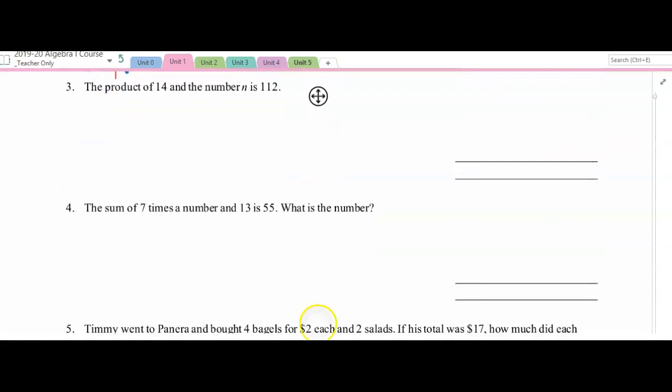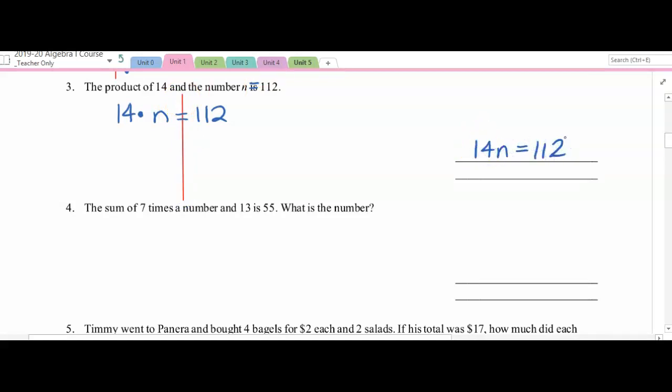The product of, so we're talking about multiplying 14 and the number n. Remember, is means equals 112. 14 times n equals 112. When I write that, I could just say 14n equals 112. I don't actually need to put the multiplication sign there. And now I need to divide by 14.